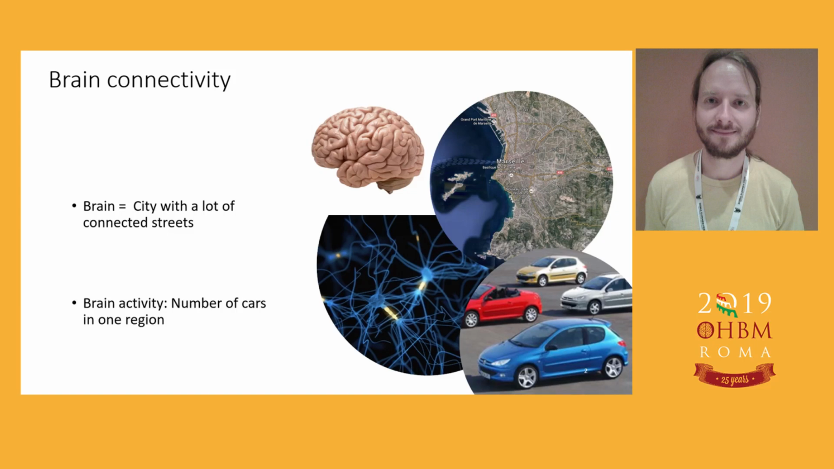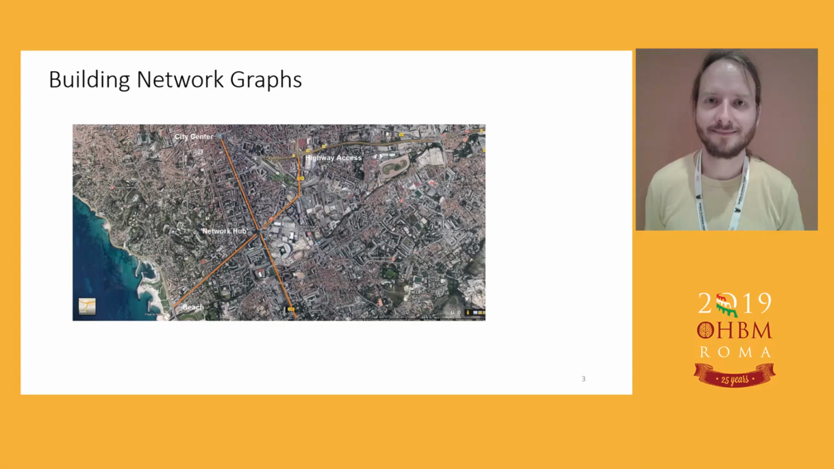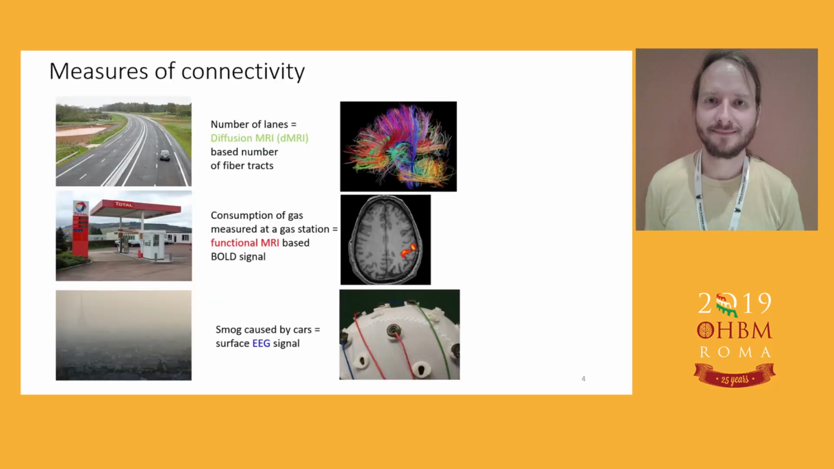So for the purpose of this talk, let's think about the brain for a moment like a city, where we have different streets running along the city, and we can think of brain activity like cars that run along those streets. So we can build a model of this brain by connecting the different streets and derive network hubs, for example.